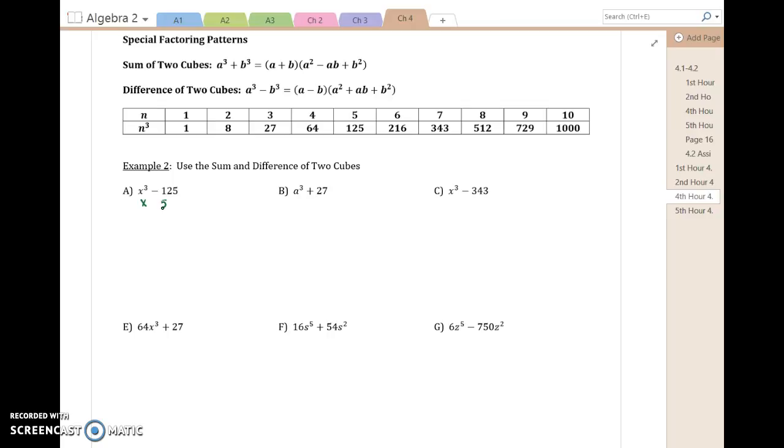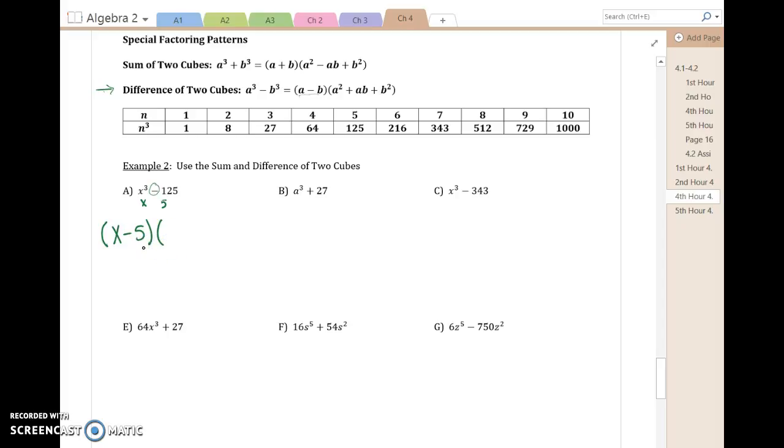You first need to figure out what each term is the perfect cube of. So x to the third is the perfect cube of x. 125 is the perfect cube of 5. So in this pattern, and we're going to use the difference of two cubes pattern because our original symbol is minus, a is our x, and the b is going to be our 5. So it says in the first set of parentheses, do a minus b. So x minus 5.